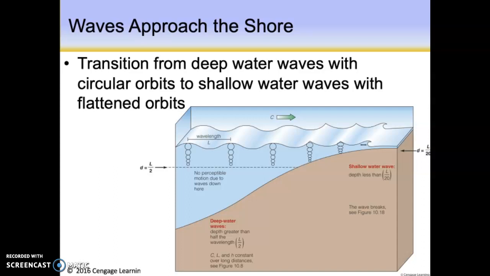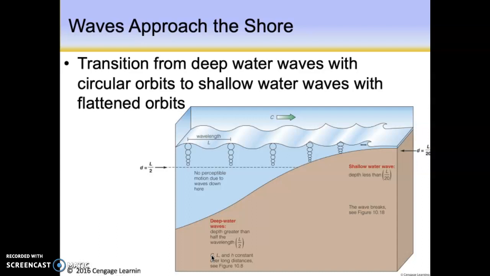All right, here we are with part two. What happens when waves approach the shore? And remember, we're talking about wind waves here. The other waves that we talk about will be much larger than this. So wind waves are the waves that are going to make the transition from deep water waves, which is what you see on the left, to shallow water waves, which is what you see on the right.